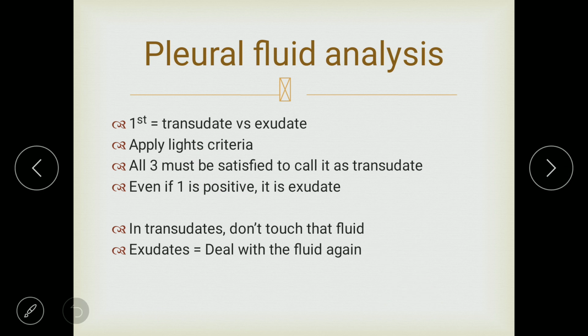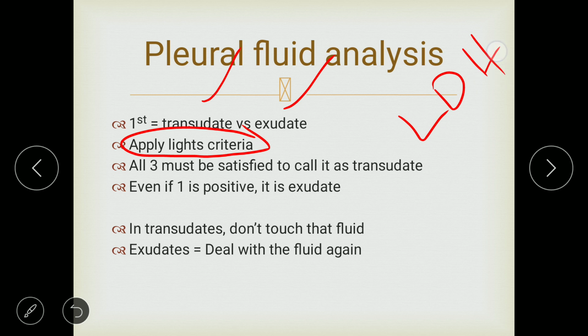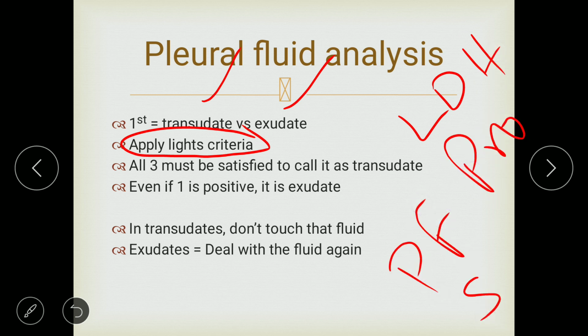And pleural fluid analysis, all pleural fluid analysis should begin with classifying the fluid as whether it is an exudate or transudate by applying Light's criteria. Here you have to measure the LDH and protein in both pleural fluid as well as serum. Actually, there are three criteria: pleural fluid protein to serum protein, if it is more than 0.5, it indicates exudate, and LDH ratio, if it is more than 0.6, it indicates exudate, and if the LDH is more than 2/3 of the upper limit of normal serum value, it indicates exudate.